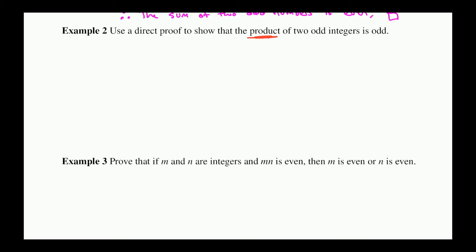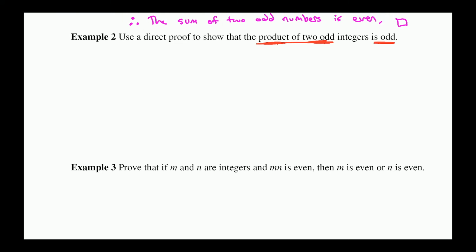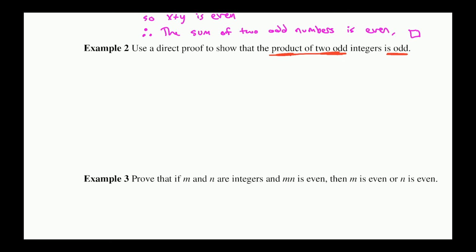Product, so we're multiplying, two odds is odd. Okay, let's try that. Again, we should be getting used to the way we're writing these. So we're writing a proof, so we say proof. We're talking about two odd integers, so I need to make those integers up. So you say let, what are we calling them? X and Y be odd integers. I'll say integers this time.